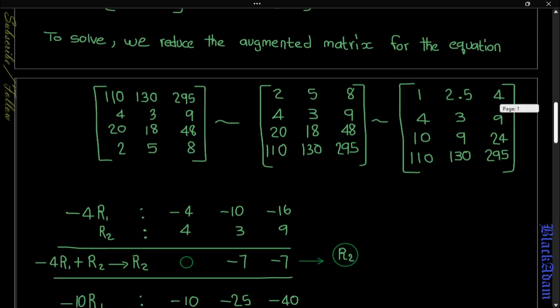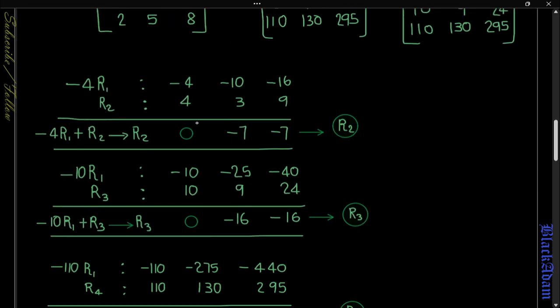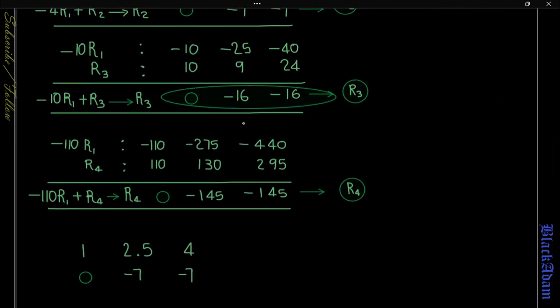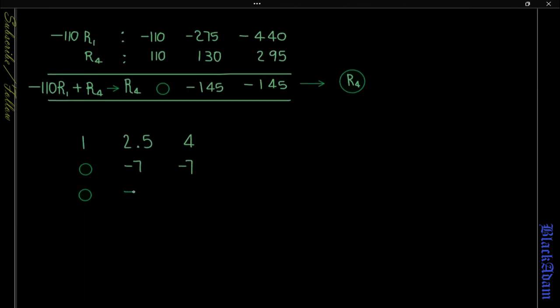So row 1 is 1, 2.5, and 4. And row 2 is 0, negative 7, negative 7. And then row 3 is 0, negative 16, negative 16. And then row 4 is 0, negative 145, negative 145.